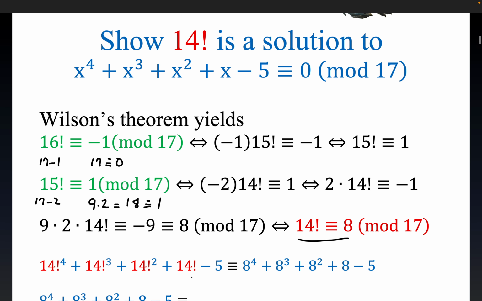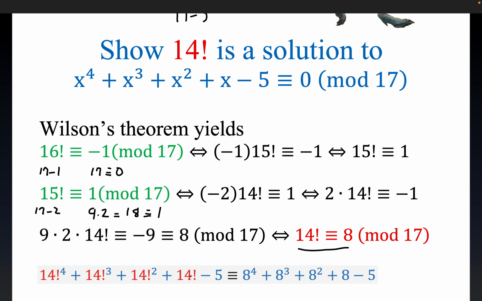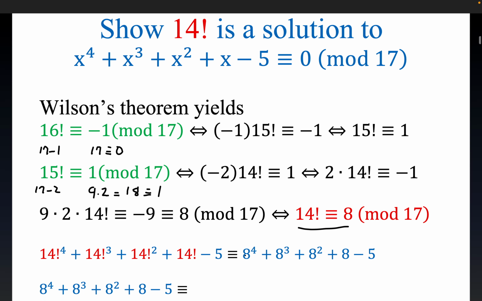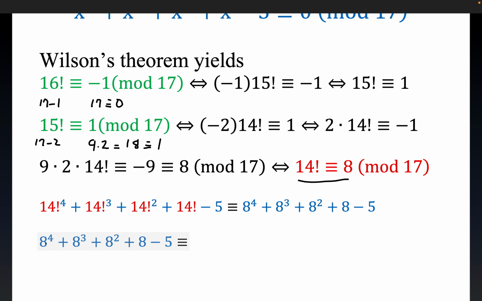A very, very useful fact right here. We replaced it with 8, because 14 factorial is 8. So we did this, and again, this is all congruent mod 17. I'm not writing it down to avoid clutter. Now a nice result that's going to help us out tremendously is that 8 squared is equal to 64.